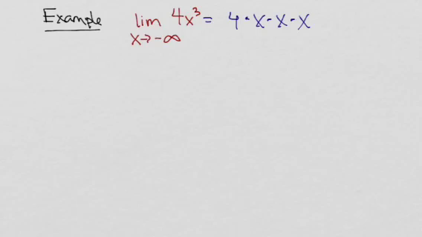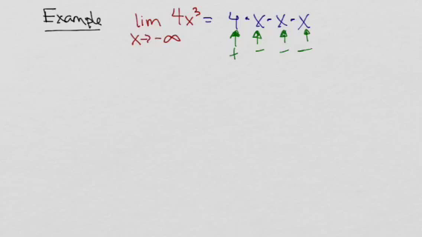We're approaching negative infinity. So if I'm approaching negative infinity, well, this 4 is still going to be positive 4, but this x is going to be a negative large number, this x is going to be a negative large number, and this x is going to be a negative large number. So you can see when we multiply 4 times 3 infinitely large numbers, we're going to get an infinity.